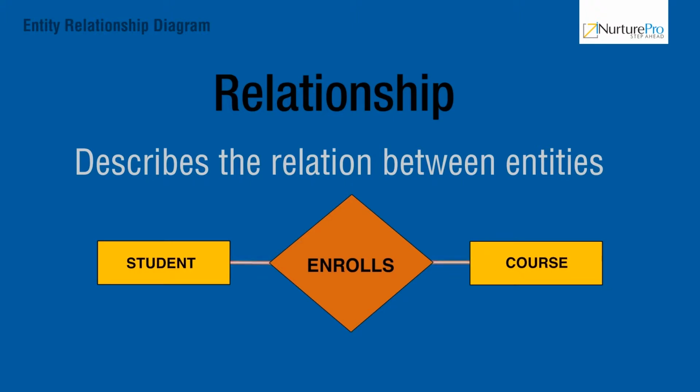Here, the line connecting the entity and the relationship type represents the participation constraint. It specifies whether the existence of an entity depends on another entity to which it is being related through the relationship type. The constraint also specifies the minimum number of relationship instances that each entity can participate in.